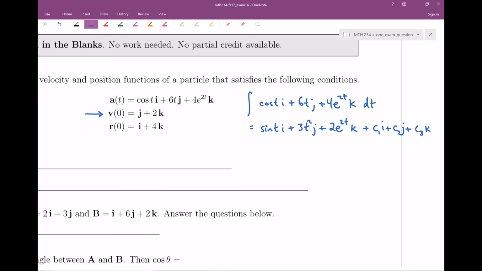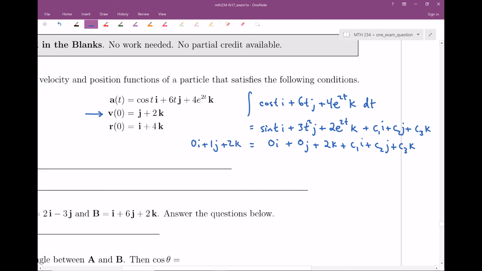So if I plug in 0, well, let's see what happens here. First of all, I want to get out, let me write 0i plus 1j plus 2k, just to be very explicit here. So 0i plus 1j plus 2k. So I'm going to go ahead and plug in 0 for t. So I'm going to have here 0i plus 0j plus, okay, when I plug in 0 here, e to the 0 is 1, so this is going to be 2k. Plus another c1 i, c2 j, and c3 k.